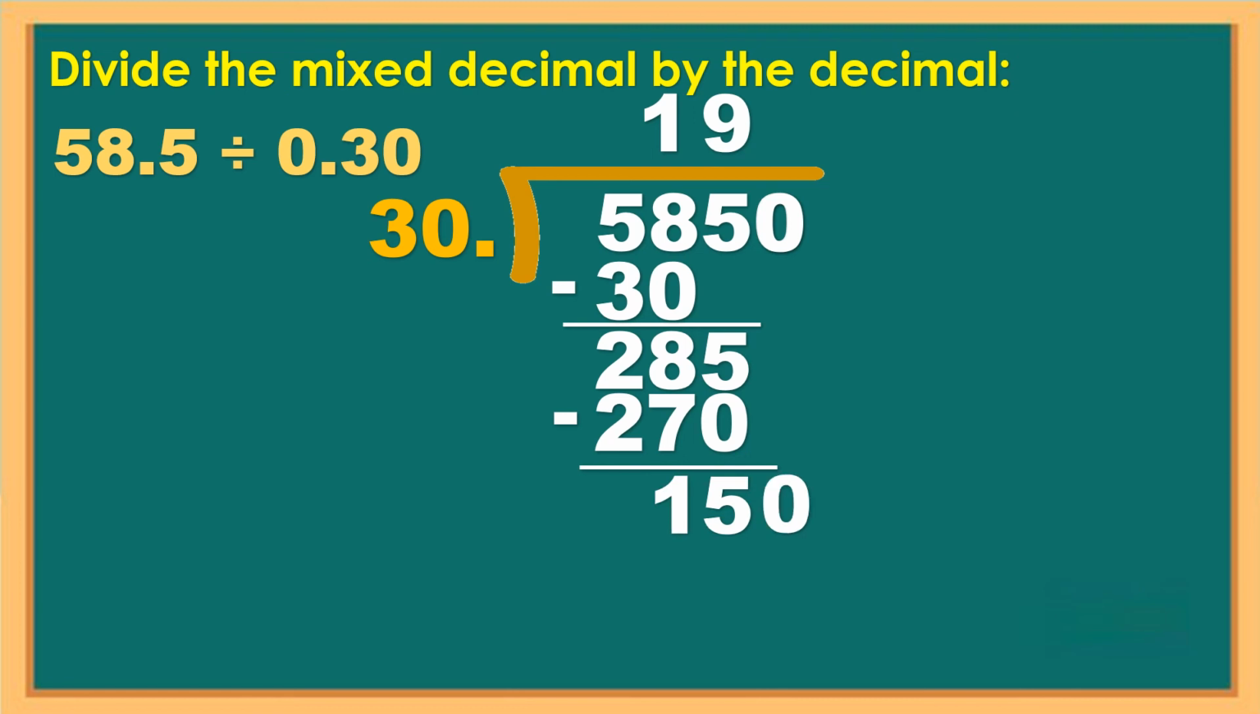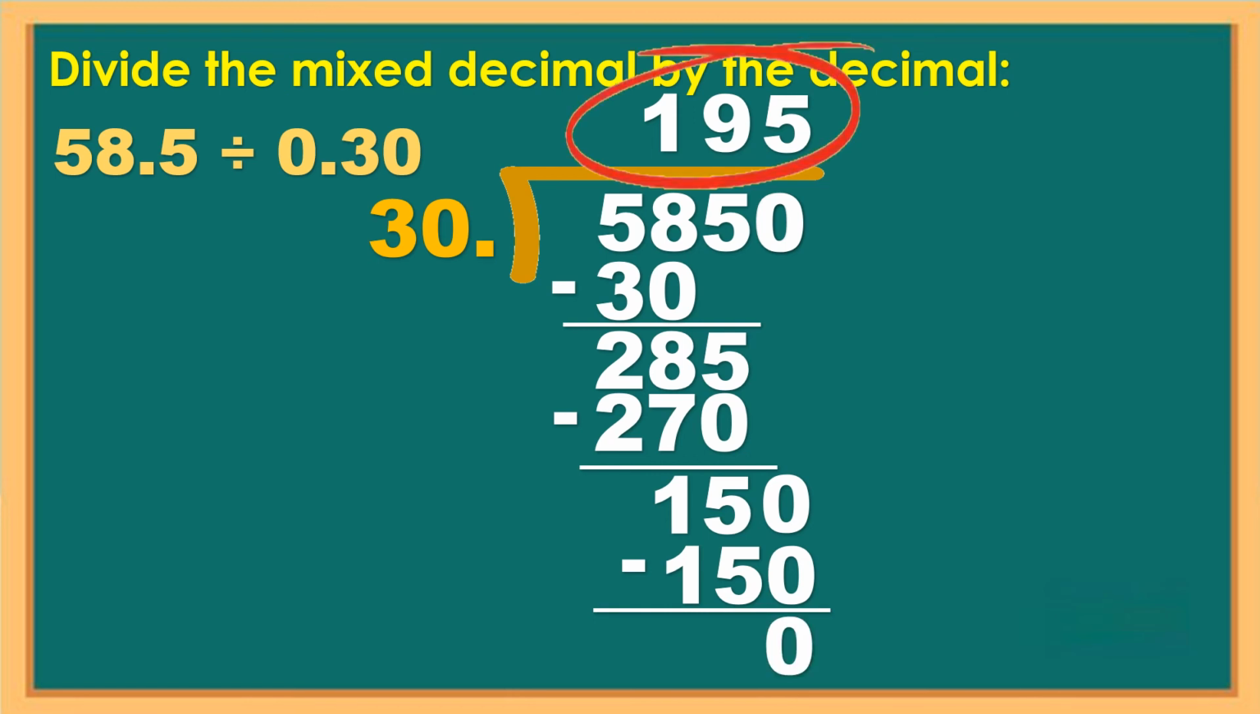Then bring down another 0. We have 150. 150 divided by 30 is 5. 5 times 30 is 150. 150 minus 150 is 0. We now have 195. 5,850 divided by 30 is 195. Therefore, 58 and 5 tenths divided by 30 hundredths is 195.